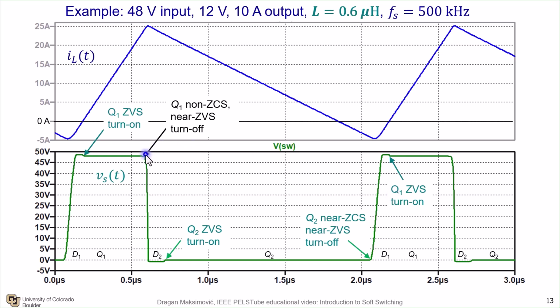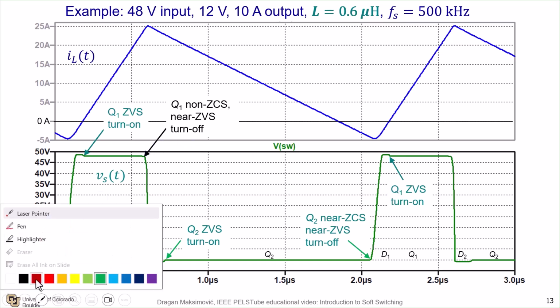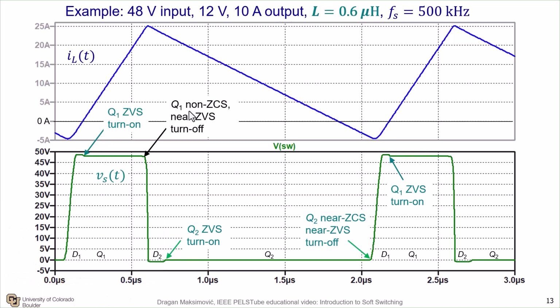At the same time, I want to bring to your attention that Q1 is turning off at non-zero current, and in fact it is turning off at a current that is larger than the current we had in the hard switching case. So this is going to incur some amount of switching loss, but still that loss is going to be relatively small compared to the hard turn-on loss that we observed in the hard switching converter.